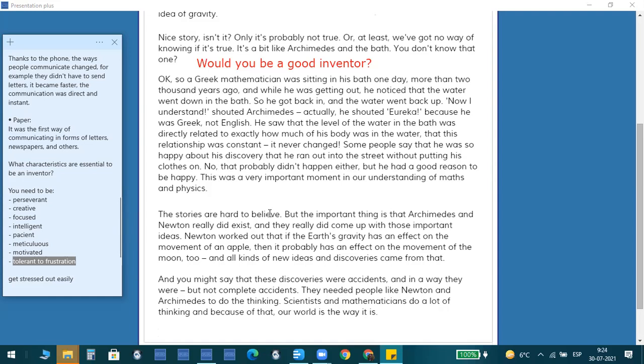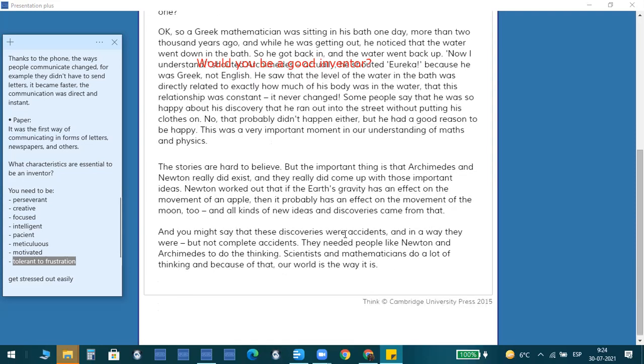The stories are hard to believe, but the important thing is that Archimedes and Newton really did exist, and they really did come up with those important ideas. Newton worked out that if the Earth's gravity has an effect on the movement of an apple, then it probably has an effect on the movement of the moon too. And all kinds of new ideas and discoveries came from that. You might think that these discoveries were accidents, and in a way they are, or they were, but not complete accidents. They need people like Newton and Archimedes to do the thinking. Scientists and mathematicians do a lot of thinking, and that's why our world is the way it is.